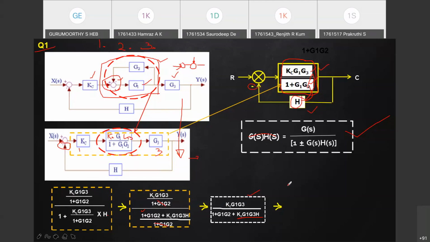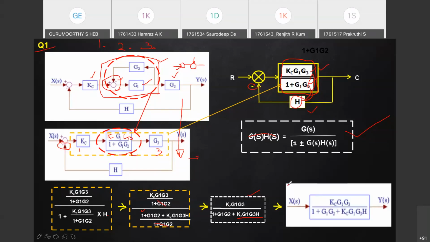Any doubts here? Because these are all the initial problems. As we move along, we will see this is the final form. Laplace input, Laplace output. Then you can write it as Laplace output divided by Laplace input equals Kc G1 G3 over 1 plus G2, whatever we got.